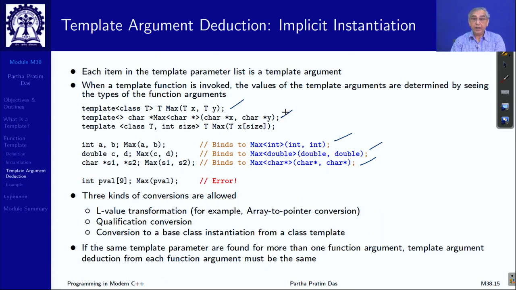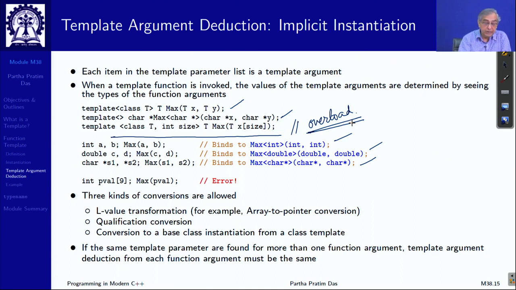Now, what we provide by the name max, we provide yet another template, but with a different parameter signature. What is that called? Overload. So, we are trying to overload the template. What do I read into this template? It is saying, like before, class T. Then it says int size.